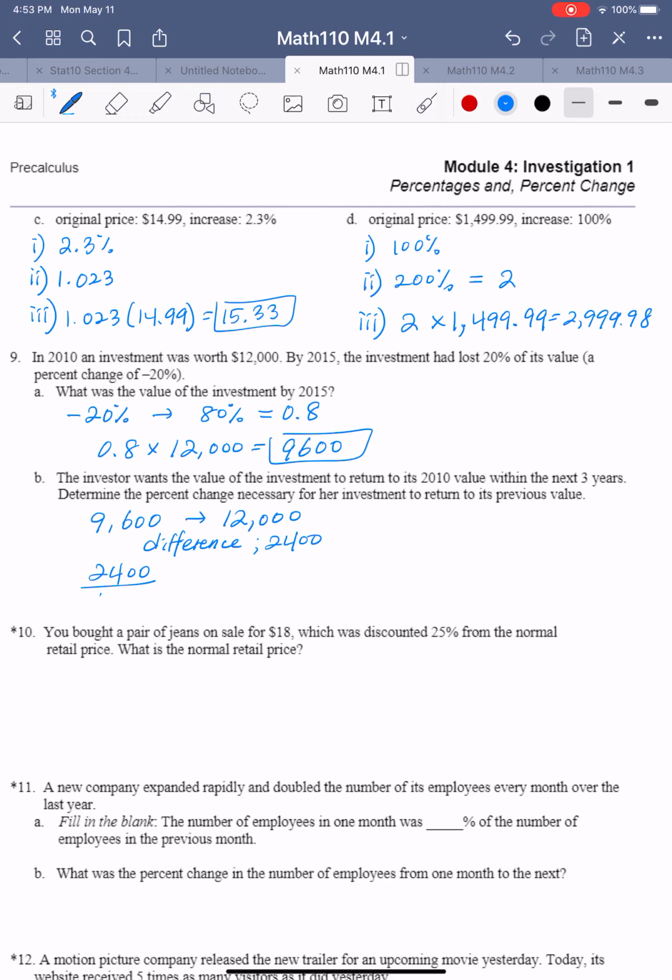So from the 9,600, the increase as a percent of 9,600 actually makes 25%. So even though it was 20% down to get to 9,600, in order to get back to the original price, you need a 25% increase. So it's a lot harder than the decreasing. All right.